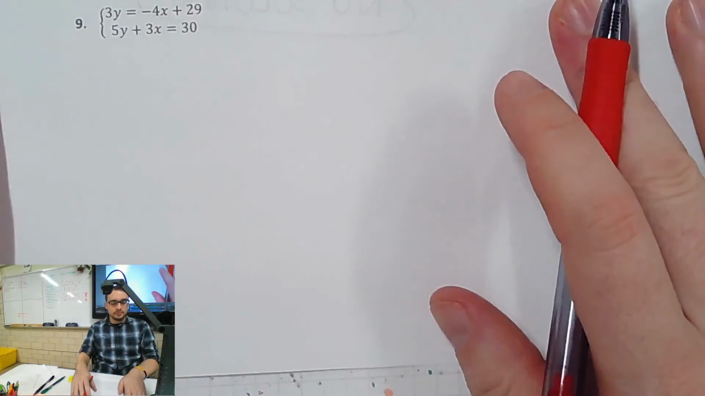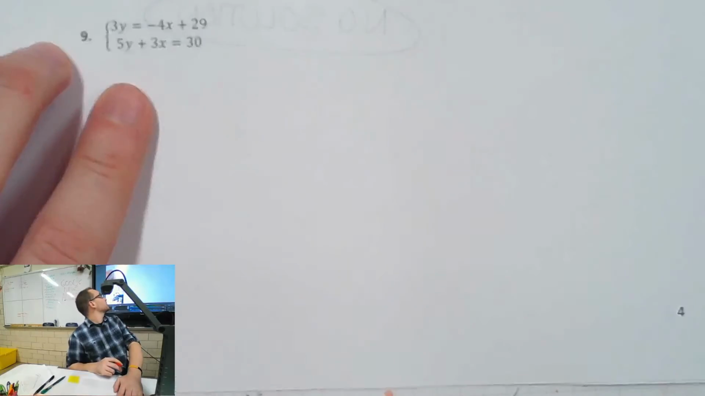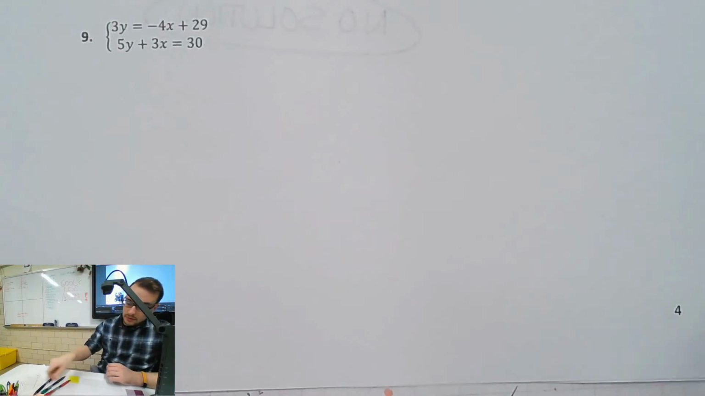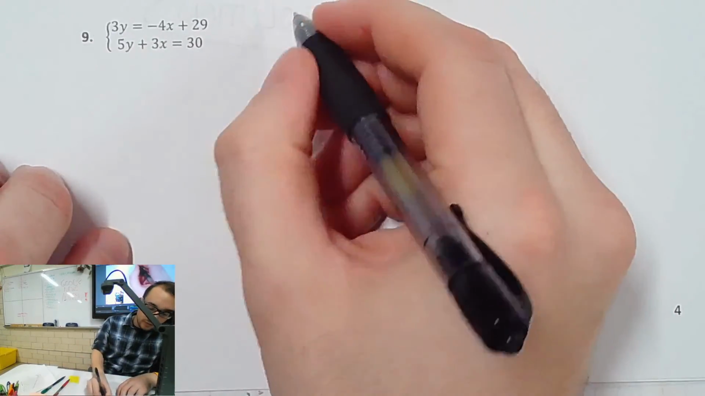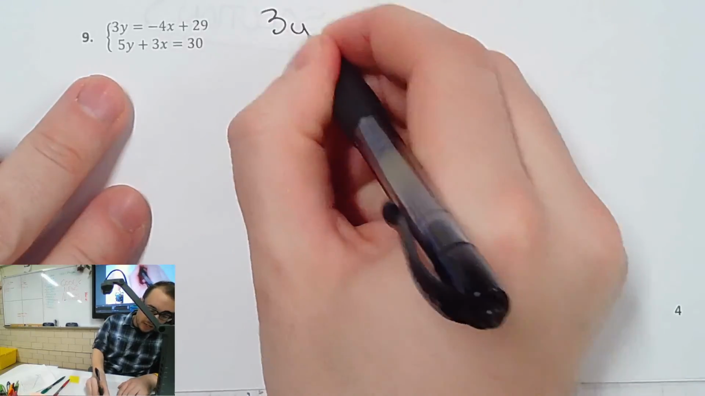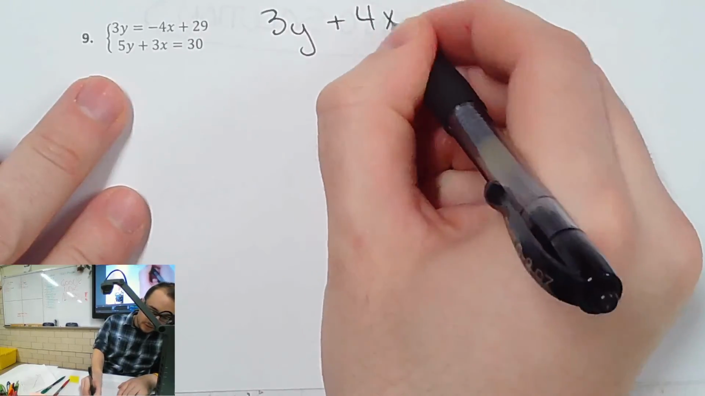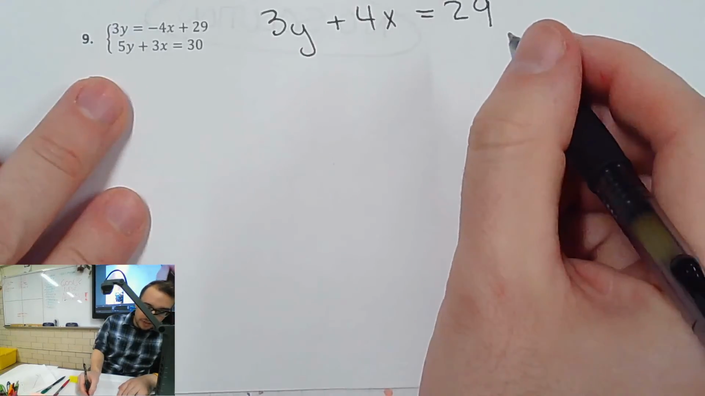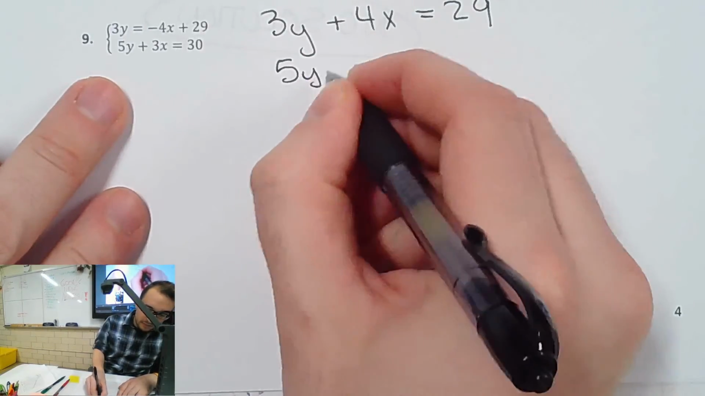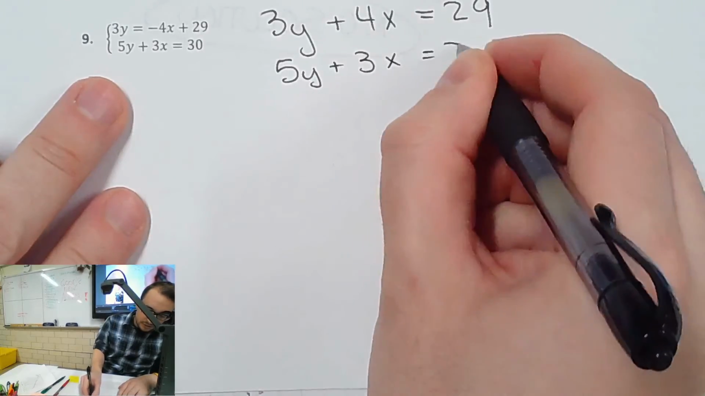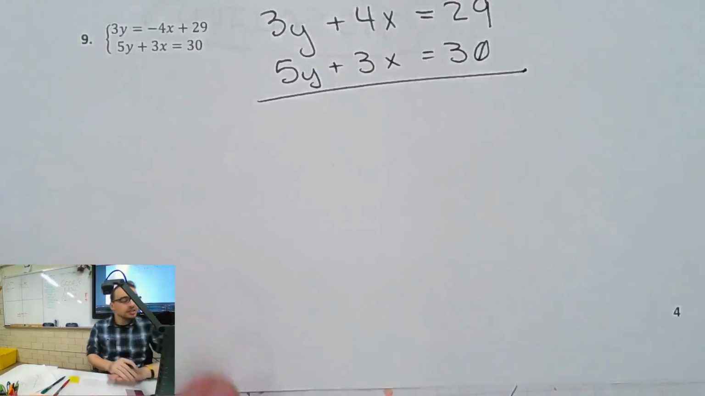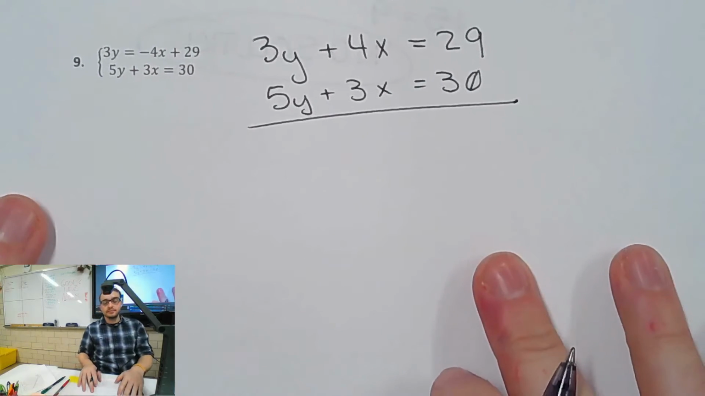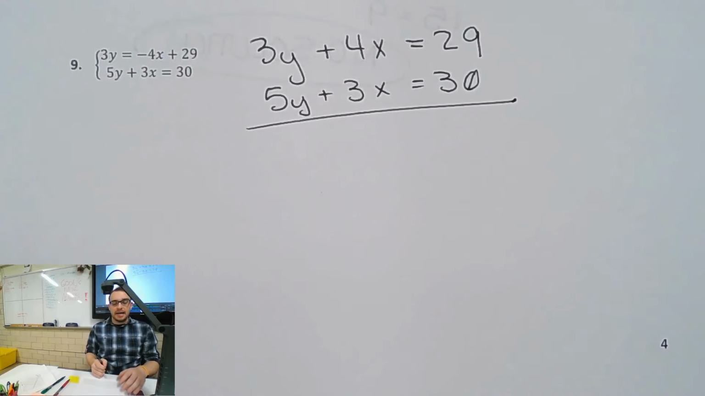Next one. Are the x's and y's lined up? No. The 4x needs to move over to the other side. So 3y plus 4x equals 29. And the bottom we're going to keep the same. 5y plus 3x equals 30. When I subtract, does anything go away? So how do I make things match? Which variable do you want to match, the x's or the y's?